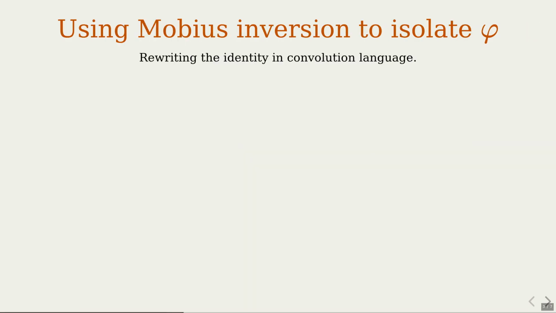To pull phi of n out of that divisor-sum, we switch to the language of arithmetic functions and Dirichlet convolution. So we treat phi, the constant one function, and the identity function as objects we can multiply using convolution, right? This equation says that phi convolved with the constant one function gives the identity function sending n to n. So the divisor sum we started with is exactly the statement that phi star 1 equals the identity function.